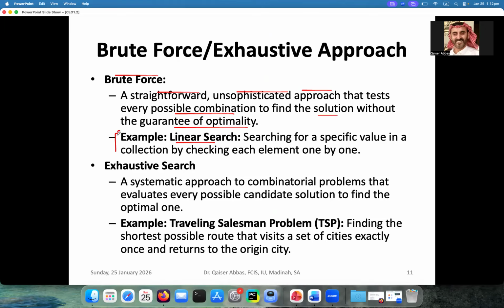This is a simple example, so that's why. Searching for a specific value in a collection or in an array by checking each element one by one is an approach of brute force. This is a brute force example.